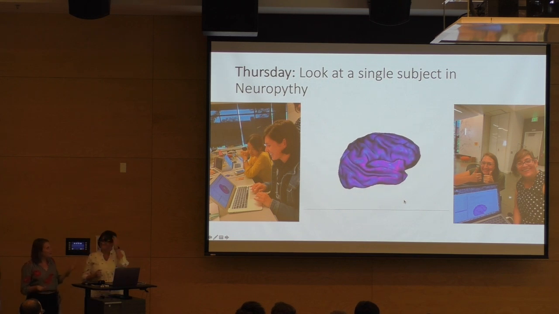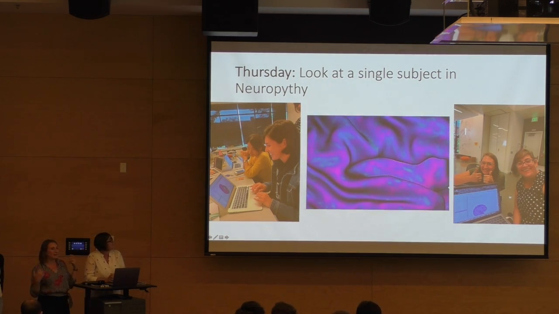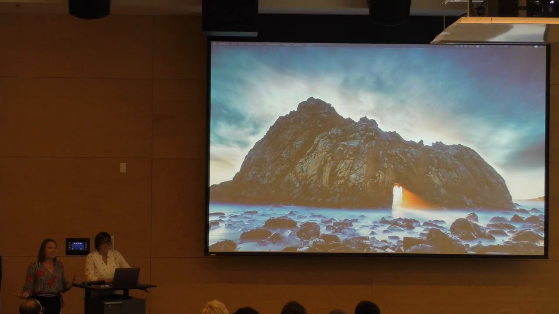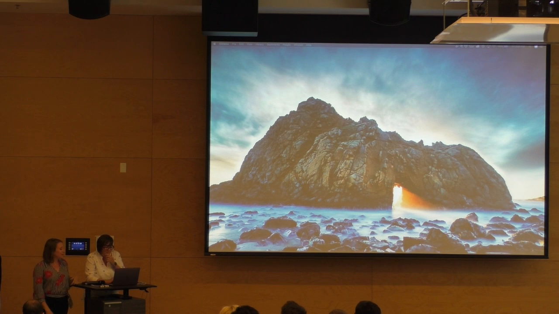Okay, so Thursday was exciting because we finally finished processing a single subject, an 8-year-old, and we were able to load it in NeuroPython and visualize cortical thickness. So this is a heat map, although it's a cool map because it looks like a galaxy, and that's kind of fun. So that was really exciting, and we got to load that.